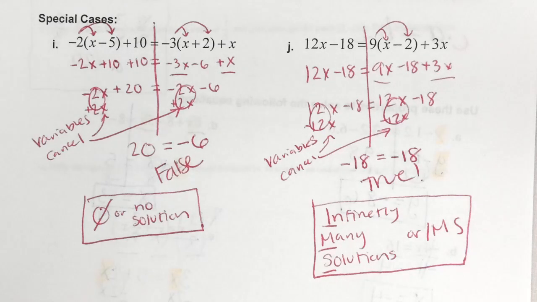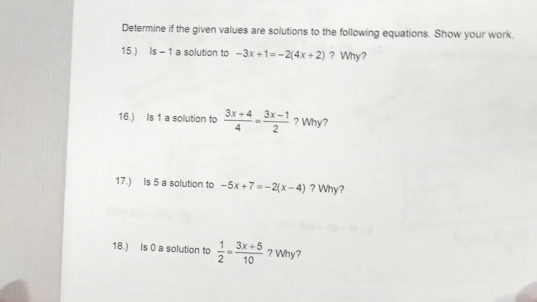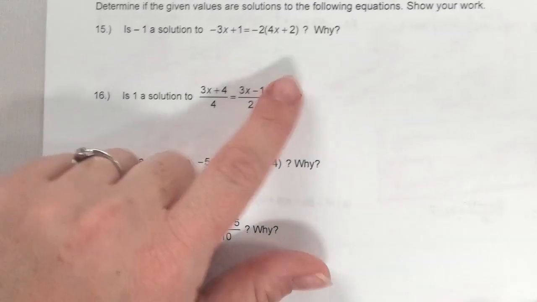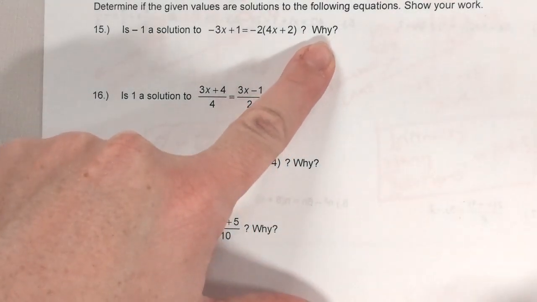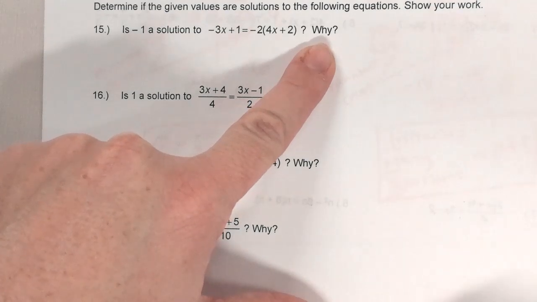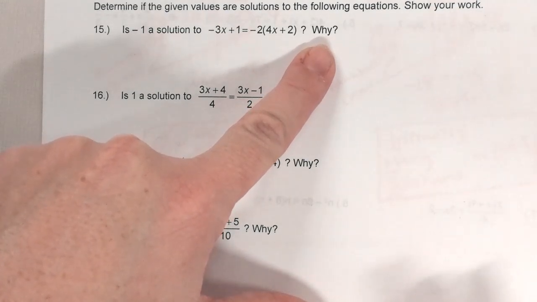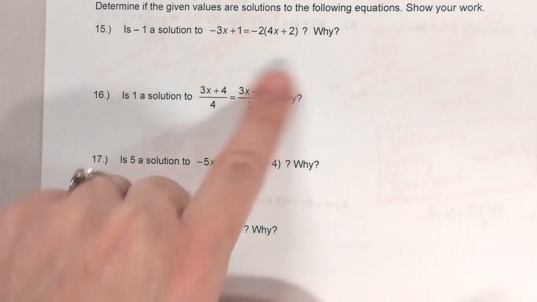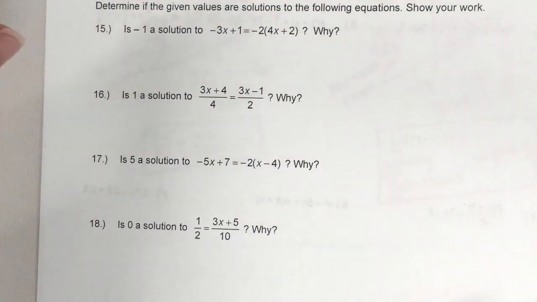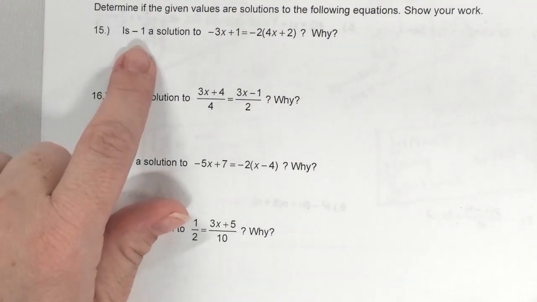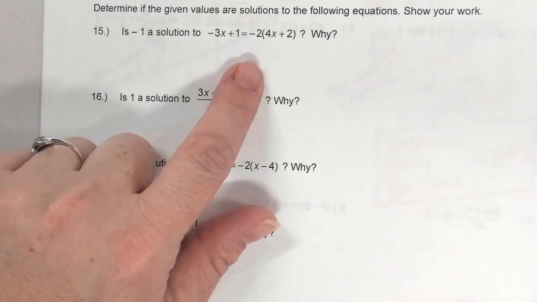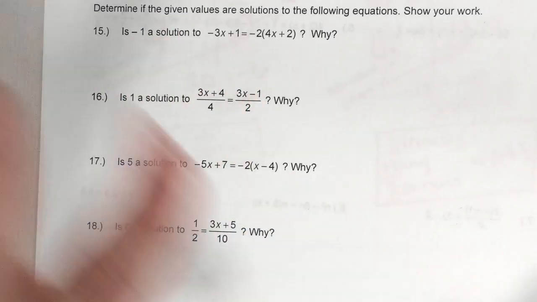Okay, one thing I want to show you on your practice. Please hold. I'll put that back up in just a second. Look on the back of your practice, number 15 through 18. Okay, it says why. Y'all, I don't teach English class. I don't want sentences. Okay, I want proof. And I'm not asking for you to solve this whole thing like you did on the other 12. If I'm asking you if negative 1's a solution, can you just plug it in and check it? Yeah. All I want from you is this.